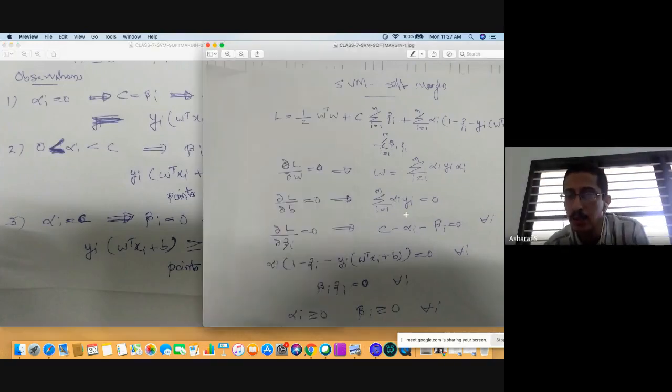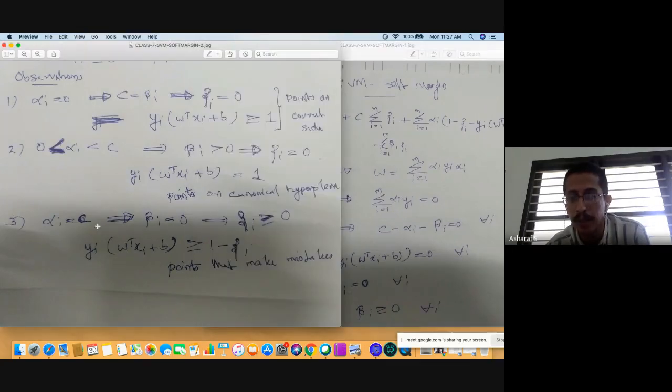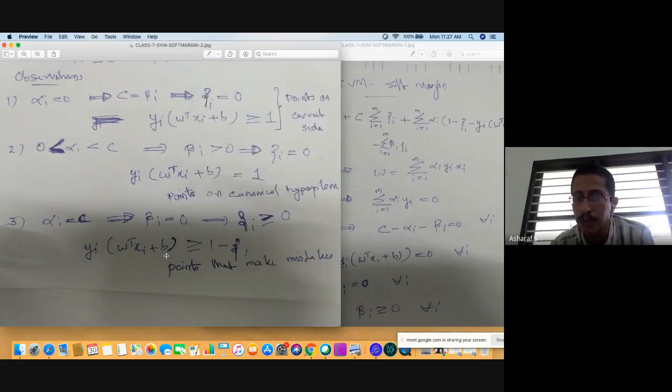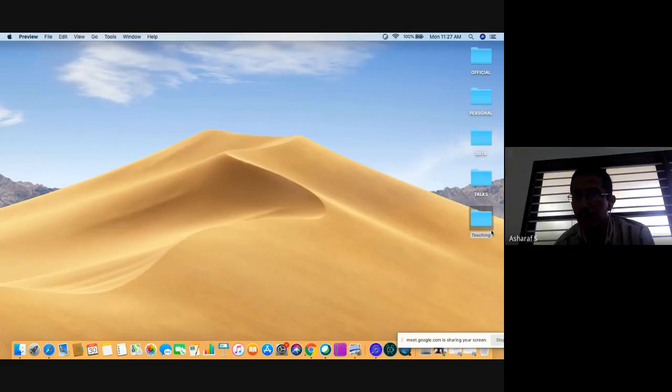And when alpha is equal to 0, which means that beta i is 0, zeta i can be greater than or equal to 0, which means that yi into w transpose x plus b is greater than or equal to 1 minus zeta i. So essentially, these are the points that make errors or mistakes. Right? These are the observations from this particular context. Nothing more than what we have seen in the earlier case. The algebra is a little different.